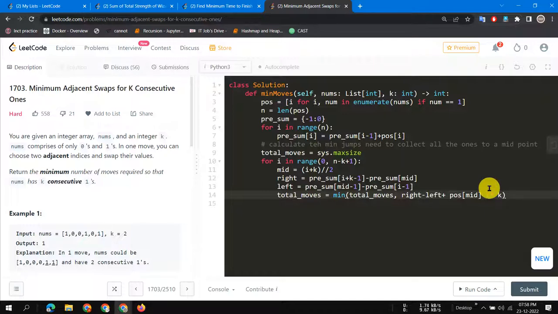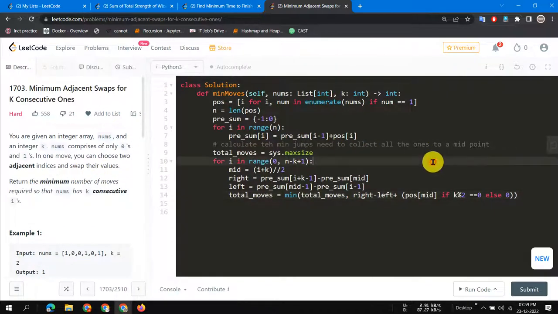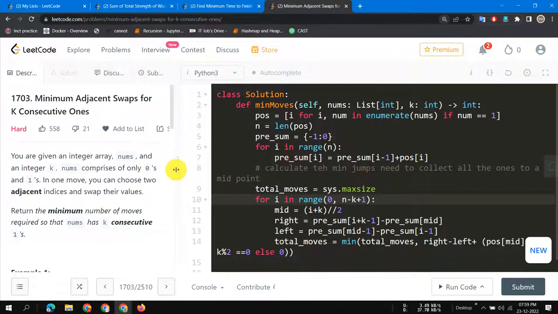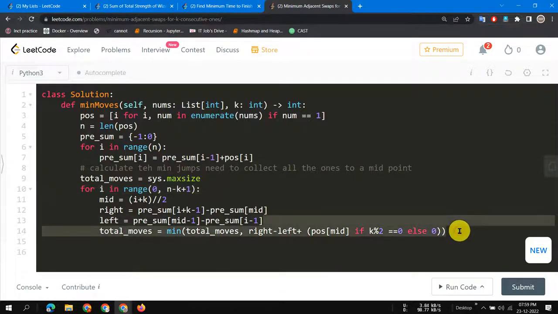If k was even, only then I will add it, otherwise I will not add it, right? So what I said is I have to make this in parentheses, and let me make it a bit bigger.